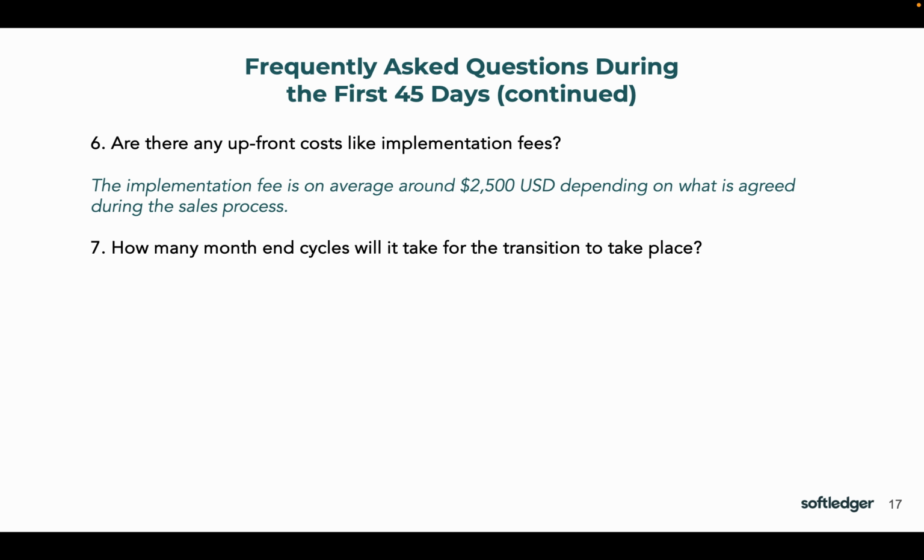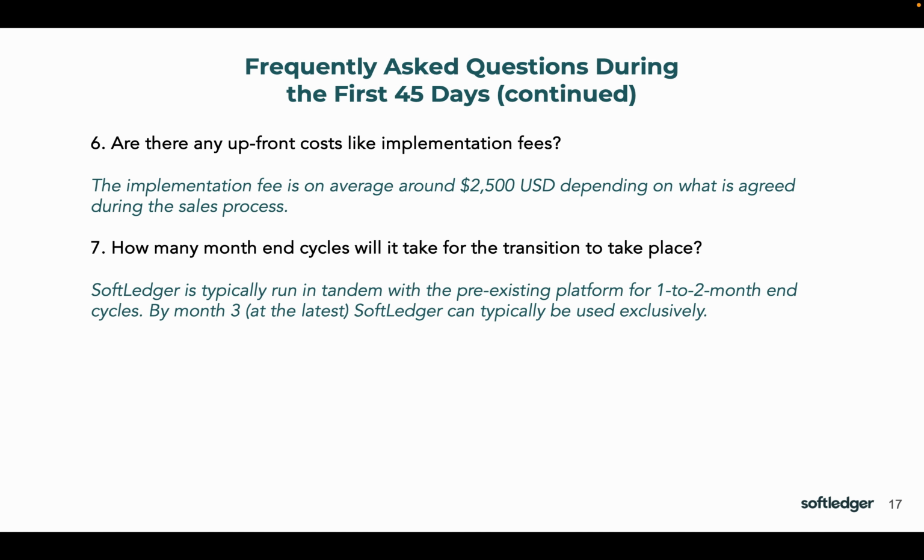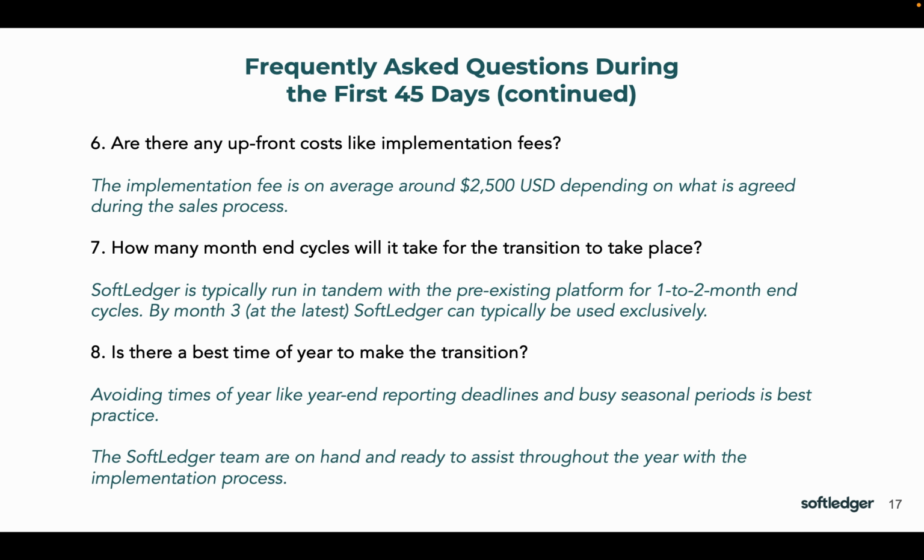How many month-end cycles will it take for the transition to take place? SoftLedger is typically run in tandem with the pre-existing platform for 1 to 2 month-end cycles. By month 3 at the latest, SoftLedger can normally be used exclusively. Is there a best time of year to make the transition? Avoiding busier times of year like year-end reporting deadlines and busy seasonal periods is best practice. The SoftLedger team are on hand and ready to assist throughout the year with the implementation process.